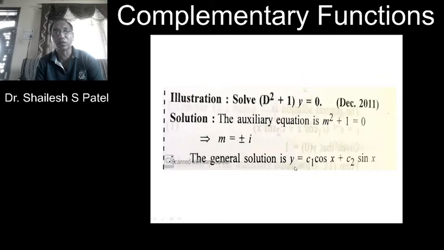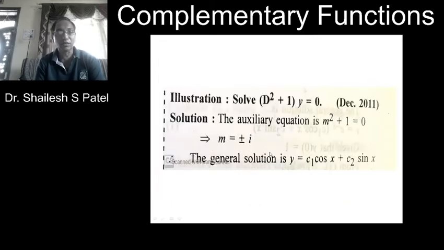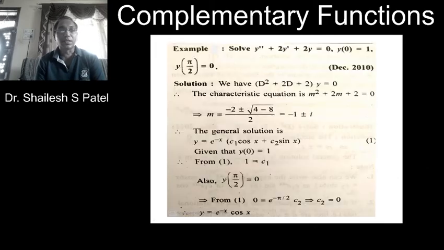Therefore the general solution y is equal to, actually outside it is e raised to ax, but a is 0, so e raised to 0x, that means it is 1. So we will have c1 cos bx, but b is 1, so c1 cos x plus c2 sin x. This is the solution. So it is very easy to solve. Now let us see another example.